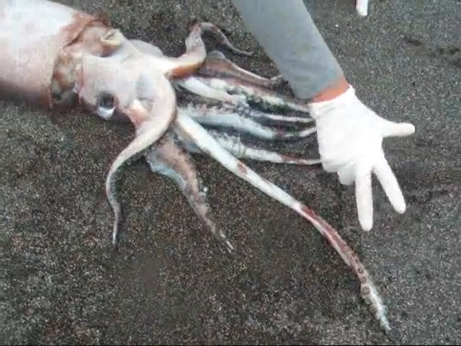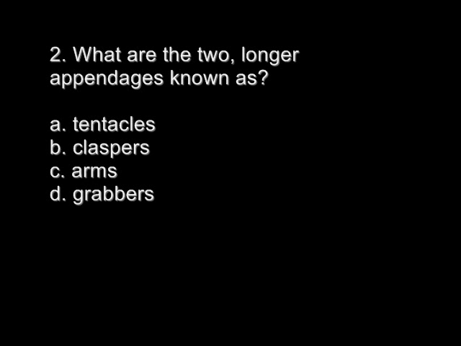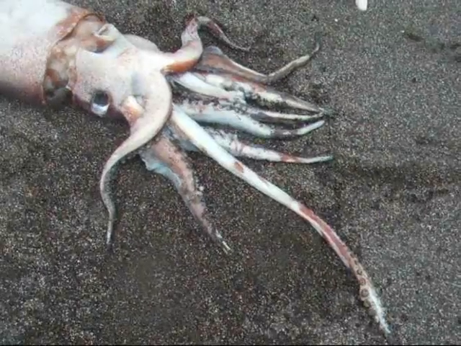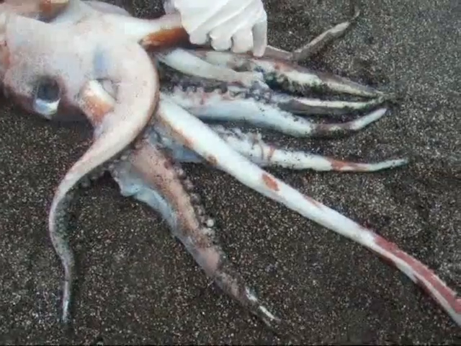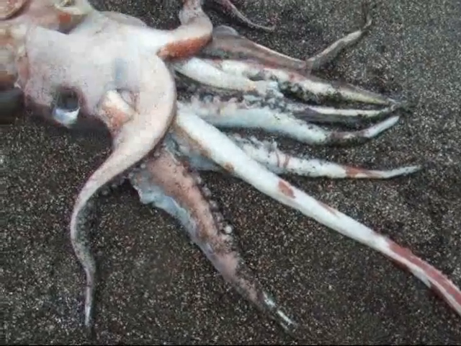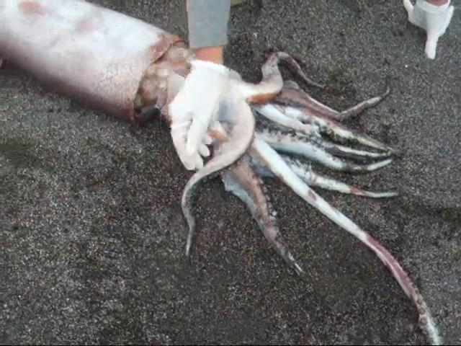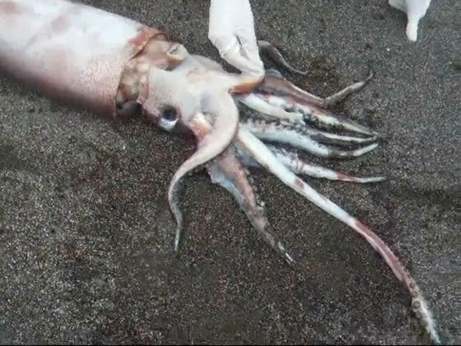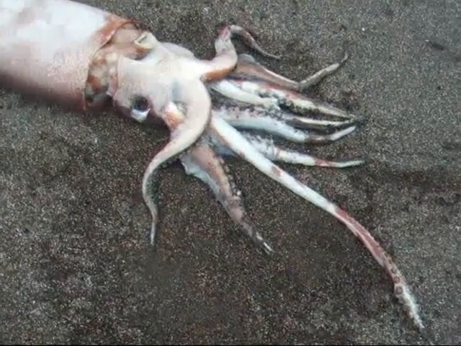What are the 2 long appendages called? And then, what are these shorter appendages called? There are 8 total, 4 pair. All of them together, there are 10, and they are just called appendages. But there is a difference between the 2 types.